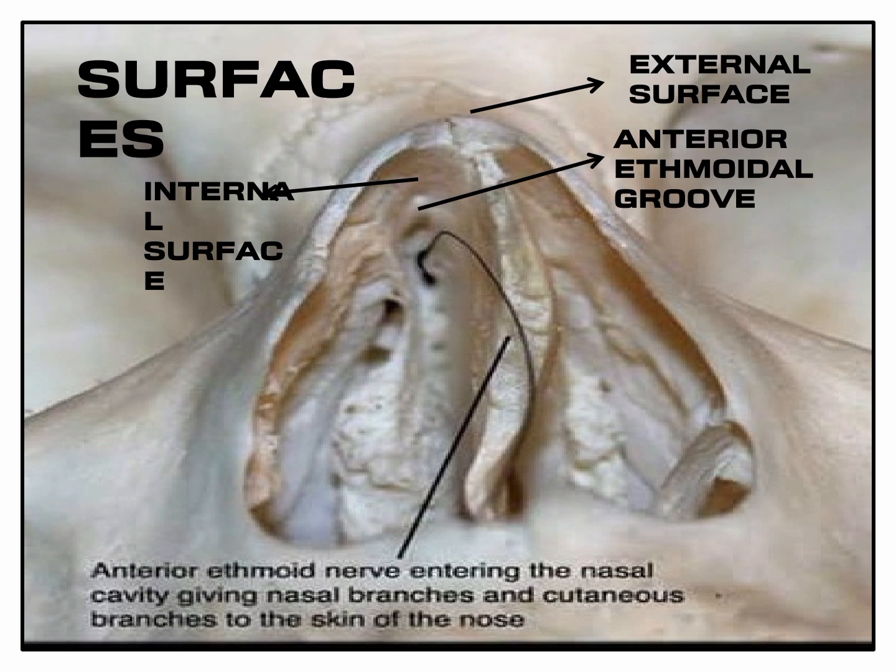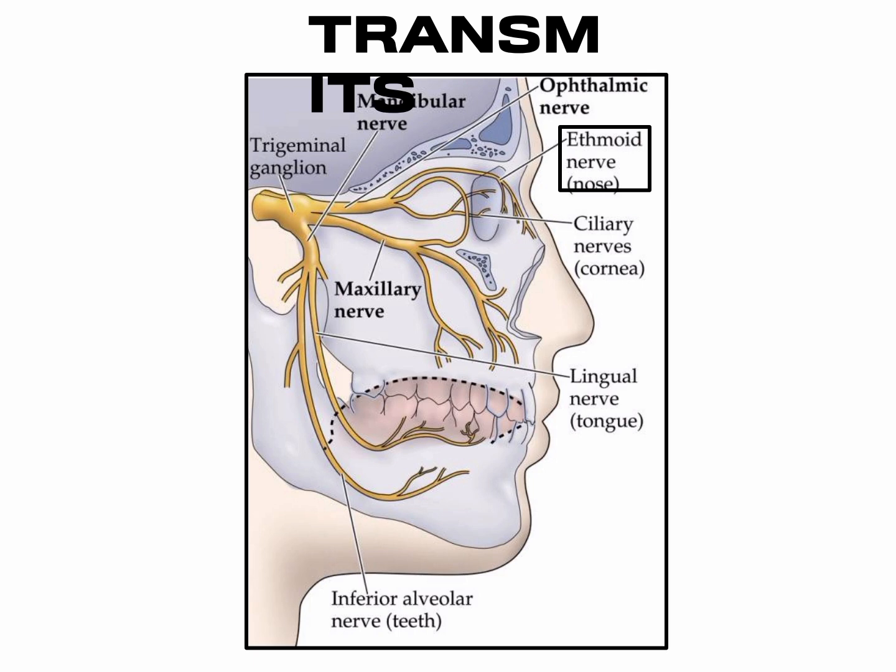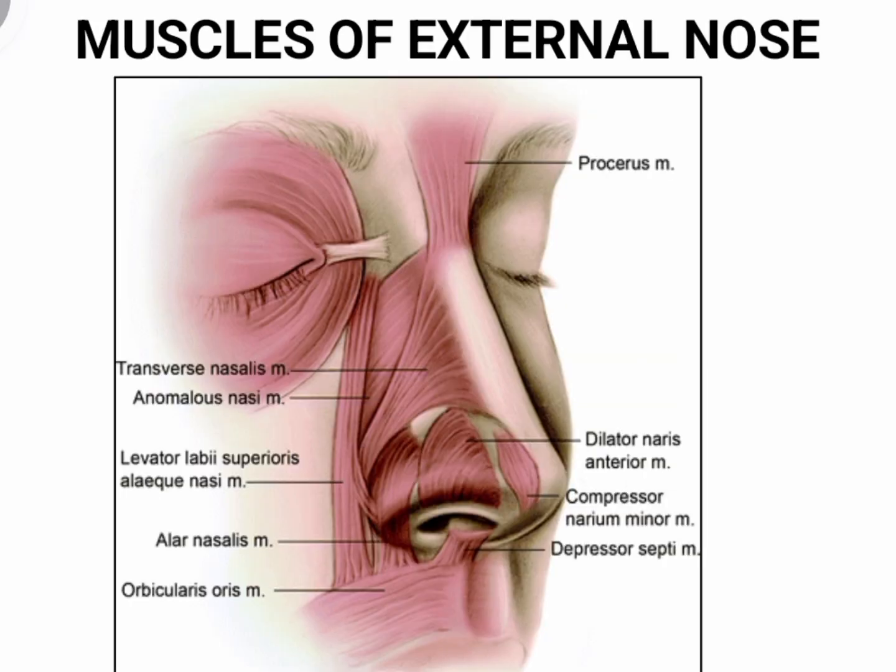Internal surface presents a groove called the anterior ethmoidal groove. The anterior ethmoidal groove lodges the anterior ethmoidal nerve and anterior ethmoidal vessels. External surface and superior nasal cartilage, also called lateral nasal cartilage, gives origin to procerus muscle.